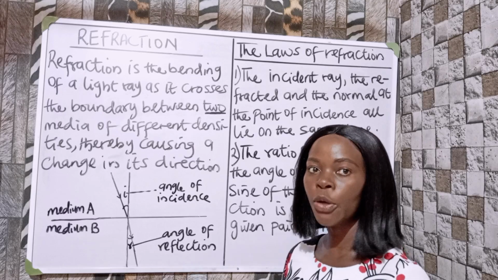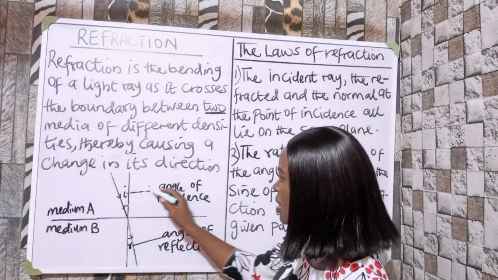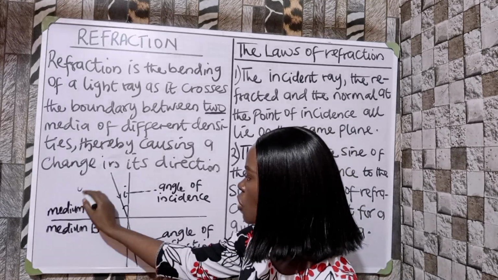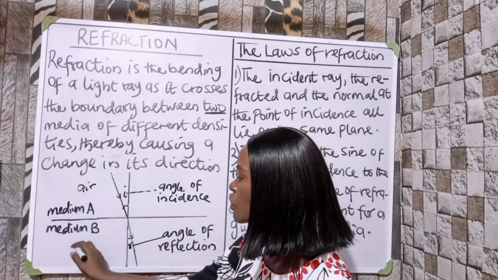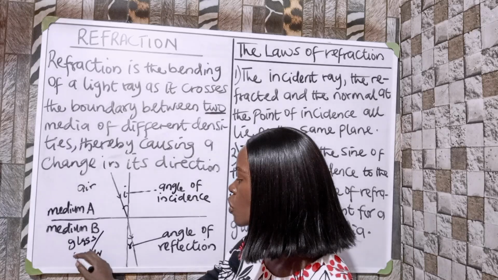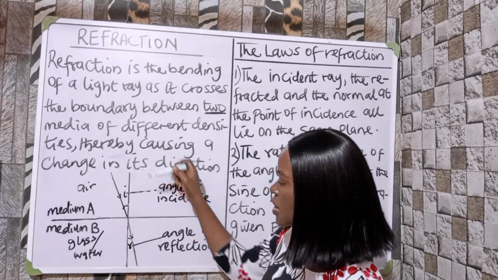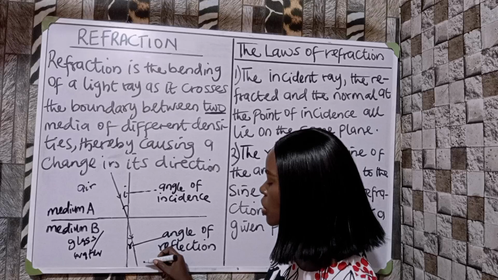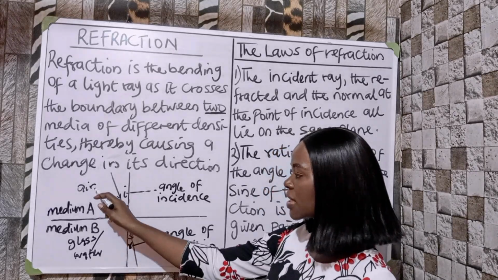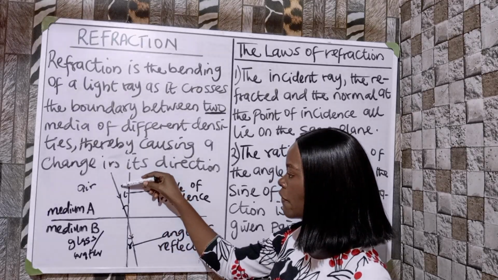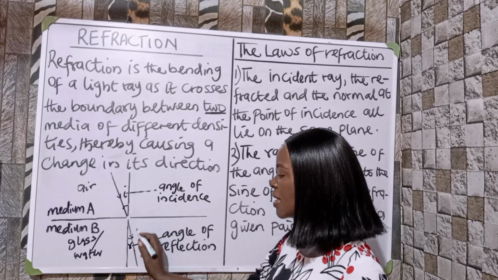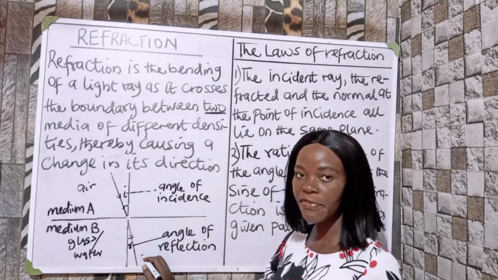So let's look at this diagram on the board. This is a light ray. This is medium 1. Let me assume that this medium 1 is air, while this medium 2 is glass. It can be glass or water. So when the light ray crosses this boundary from medium 1 to medium 2, there will be a bend, because glass or water are denser than air. So when this light ray moves from one medium to another, at this boundary there is a bend, and that bend gives rise to refraction.